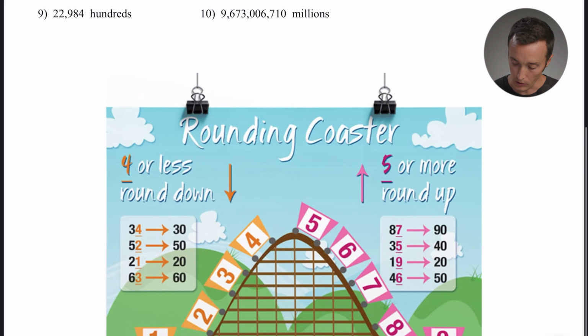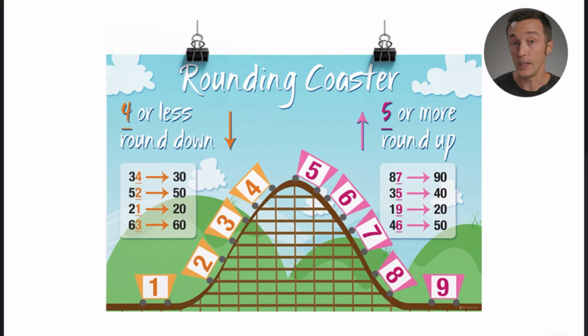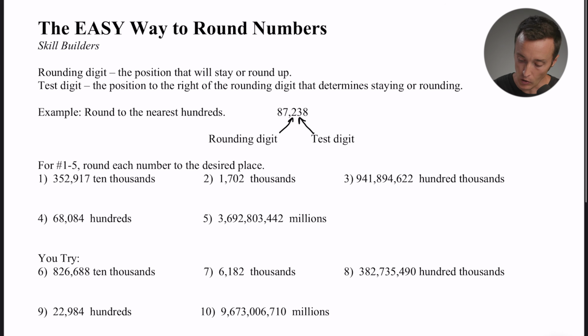And if you reference this cool little graphic that we have down here at the bottom, if the test digit is a 0, 1, 2, 3, or 4, then the number stays. If it's a 5, 6, 7, 8, or 9, you round it up. Okay, so let's actually do this example. If we were going to round this to the nearest hundreds place, we would keep the 8 and the 7 because they are to the left of the rounding digit. That 2 is going to stay a 2 because the 3 is the test digit and the 3 says you don't need to round up, you just stay where you're at. So it's going to stay as a 2, and then you get zeros after that because you're rounding it to the closest hundreds. In this case, it would be 200, so 87,200.